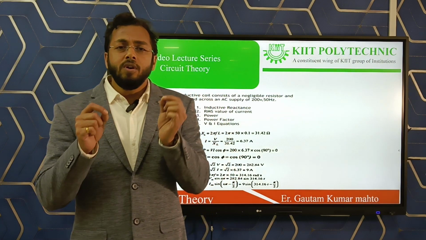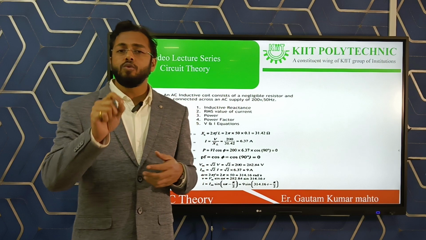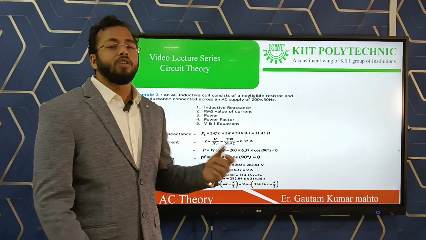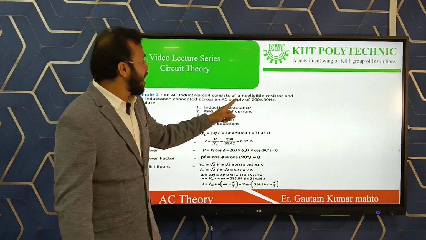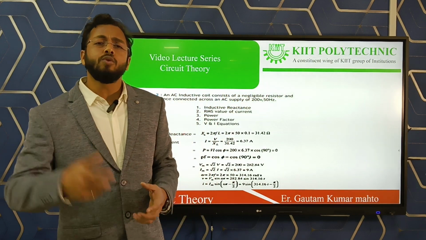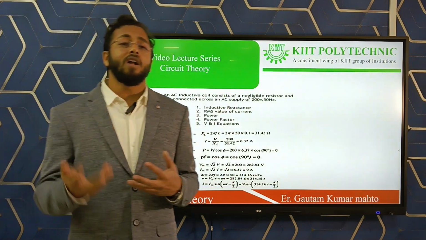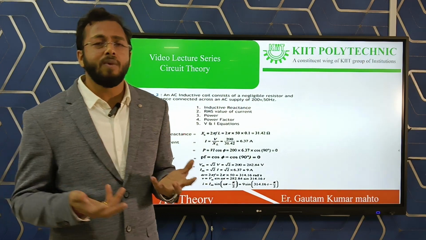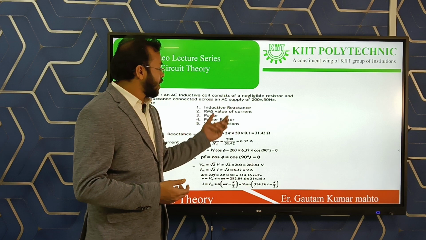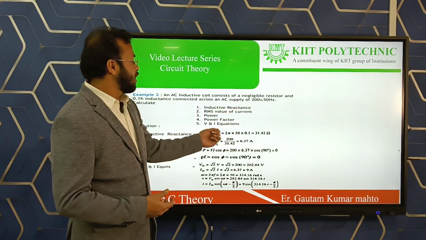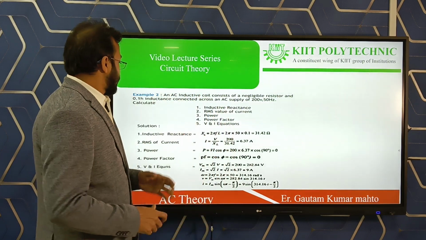As I already told you, the peak value or maximum value is equal to root 2 times the RMS value. What is the RMS value here? 200 volt. So root 2 times 200 volt is equal to the peak value. Similarly, if you want to calculate the current peak value, that is root 2 times the current you already calculated, 6.37. You multiply that and you will get 9 ampere current. So this is your equation.